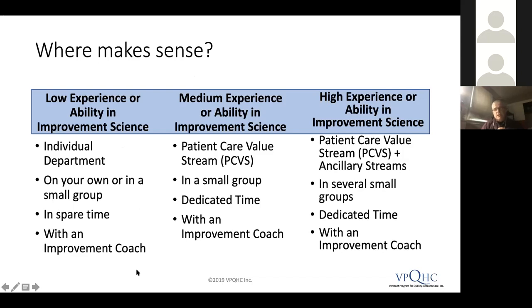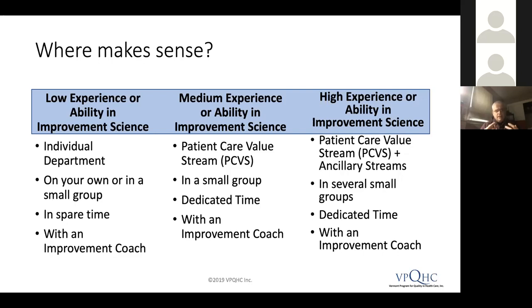So where does it make sense to start if you're just starting off on the PDSA pathway? Well, a lot really depends on your experience and ability in improvement science. If you're just starting out on this and you want to try it, start on your own or in a small group in your spare time with an individual department that you're related to. As you talked about earlier, whether it's 60 or 35 issues per day, there's usually plenty of these things that you can test this out on for your own benefit. And you can do it with almost no resources utilized, a tiny little bit of time.